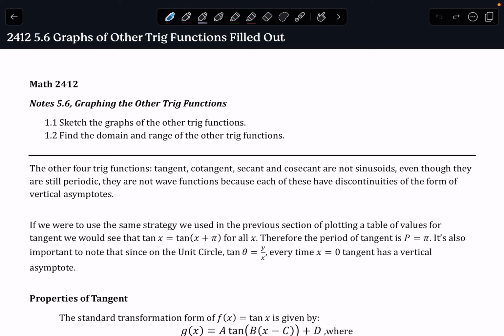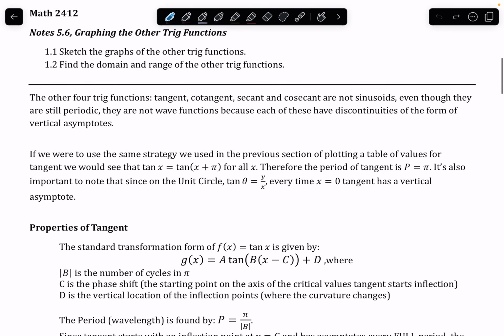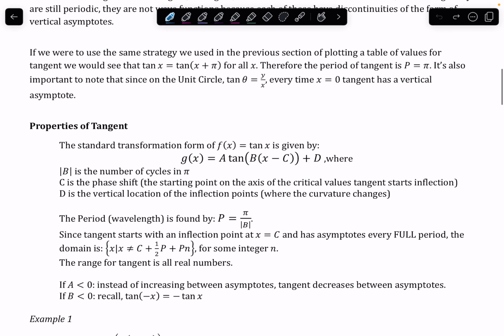All right, graphing the other trig functions. So we're doing tangent and cotangent and then secant and cosecant. Tangent and cotangent are going to be very, very similar to each other. They're also done a similar process to sine and cosine, but be careful not to get things mixed up. So review your formulas here for tangent.